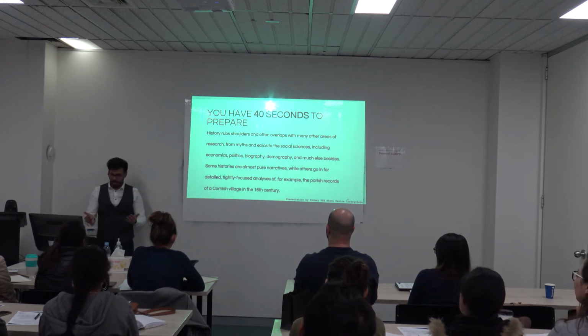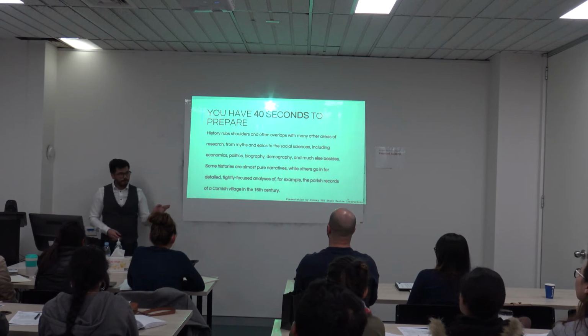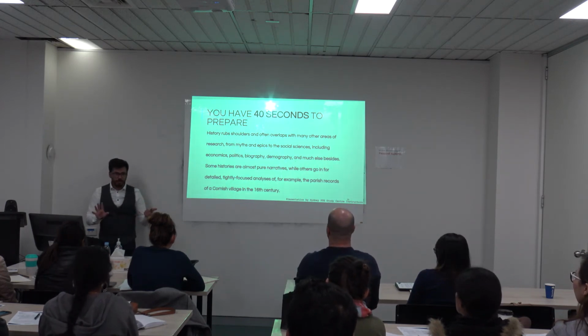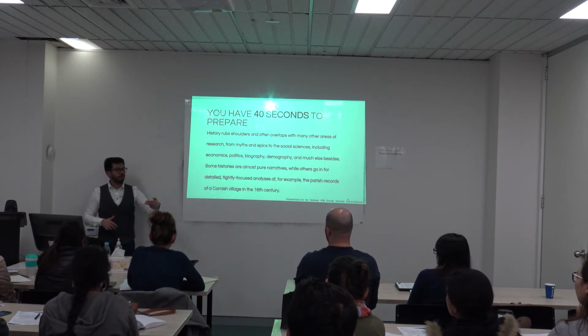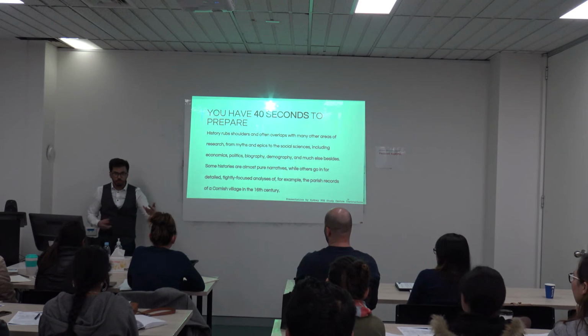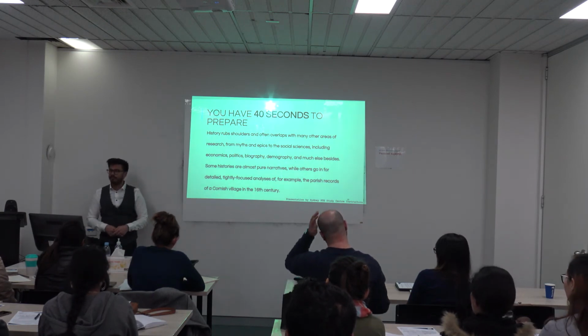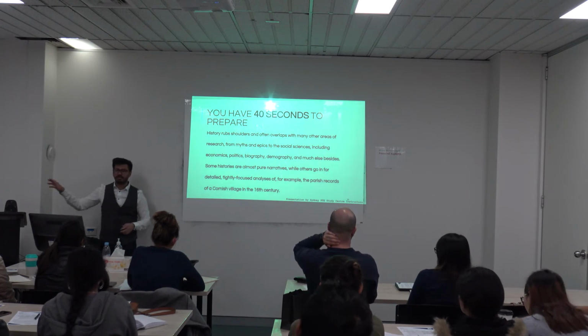Many other areas together, areas of research from myths and epics, see, two S's, myths and epics to the social sciences, including economics. There is a comma. Pause. Economics. Now you have to say the word again. Politics, another comma, pause. Biography, another comma, pause. Demography, another comma, pause. And much of the science.